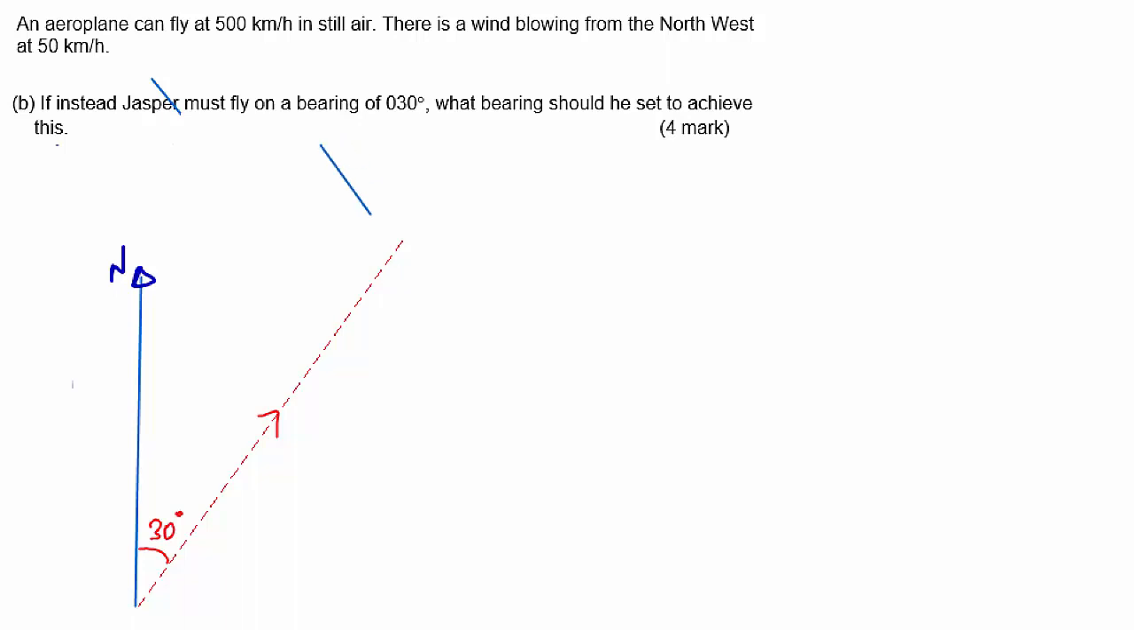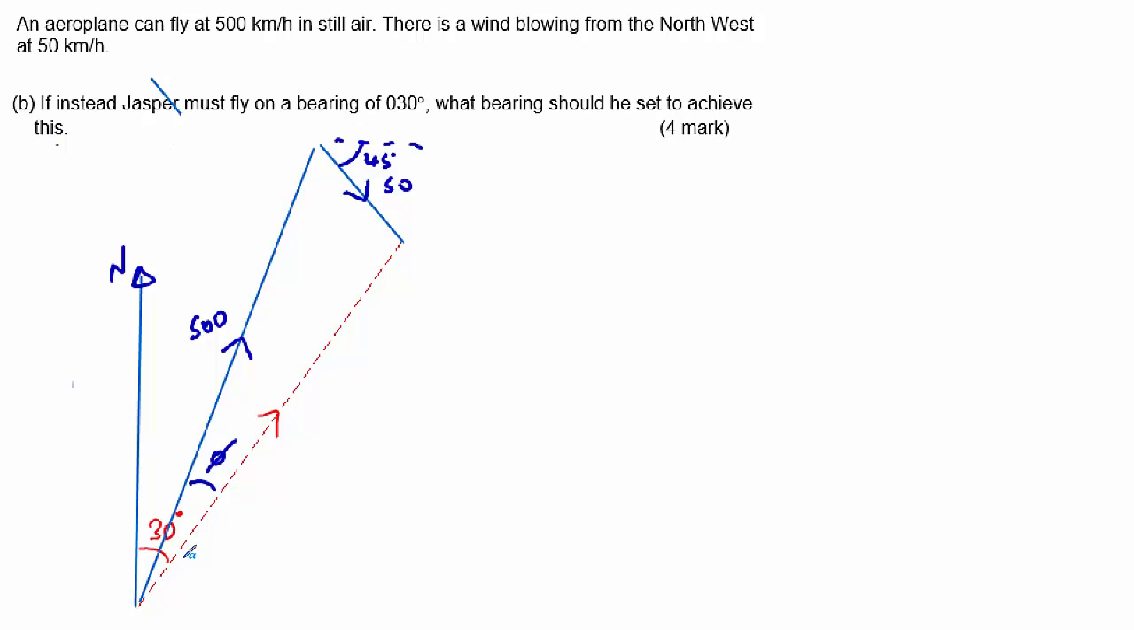Now we know the wind is coming in this direction, and we know that that's 50, and this angle here is 45. And so he's going to have to set a course here. So this is the course he set, so this is the 500. And what we really need to know is this angle here, which I'll call phi, because that's going to enable us to give the bearing. We'll just take phi away from 30.